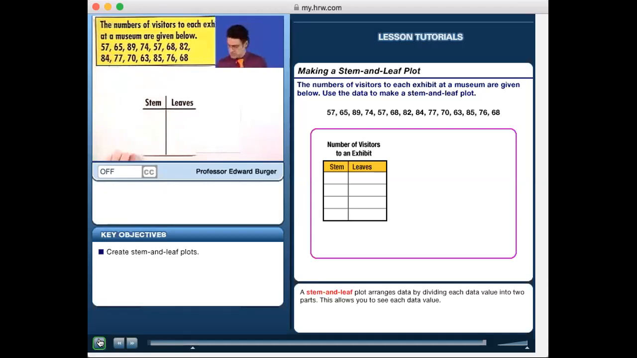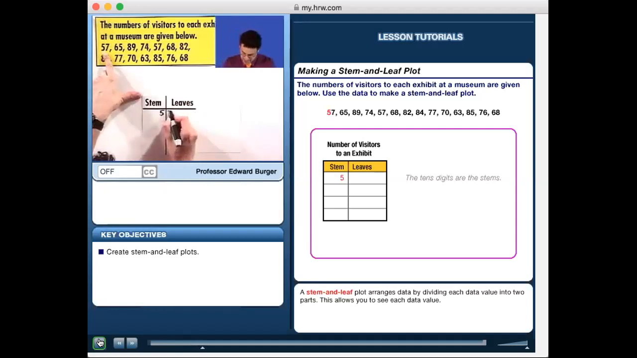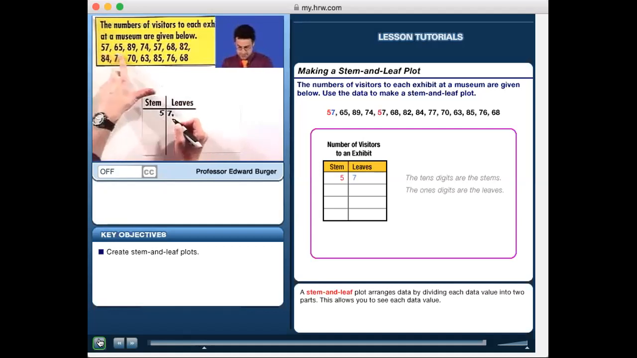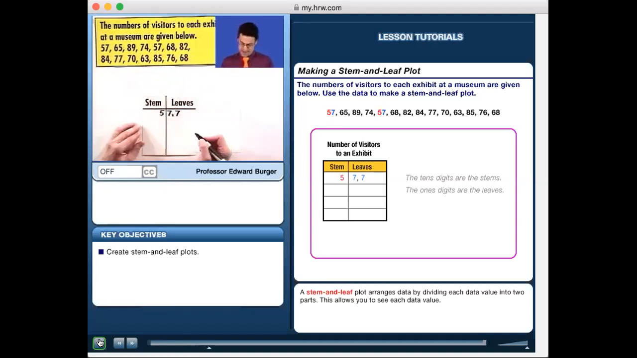So what we're going to do is we're going to start by just writing 5. And now I'm going to look for all the numbers that start with 5 and then just put the rest of their digits here. So here I see a 57, so I put a 7 right here. I see another 57, so I put another 7. And that's it for the 5s. So the way I read this is that I have 2 numbers that are in the 50s. And in fact, the numbers exactly are 57 and 57.